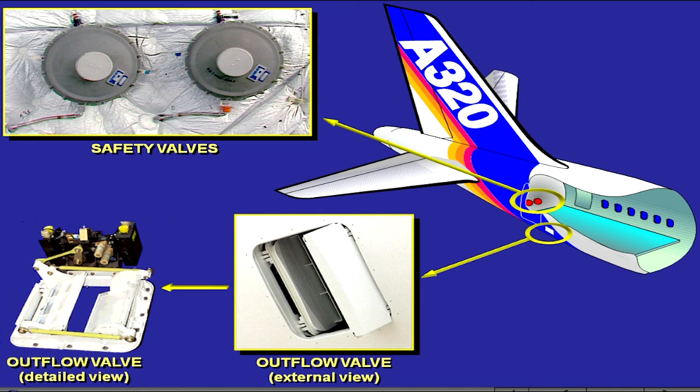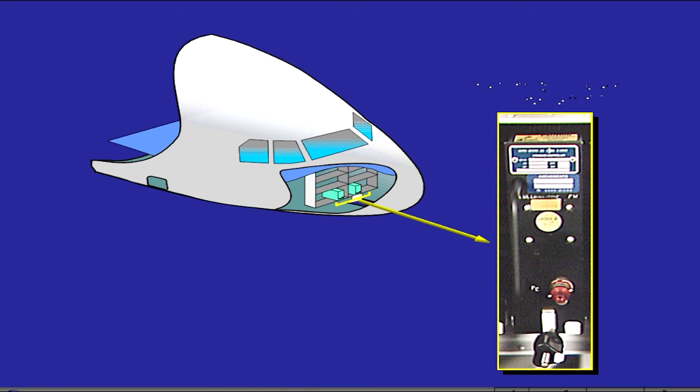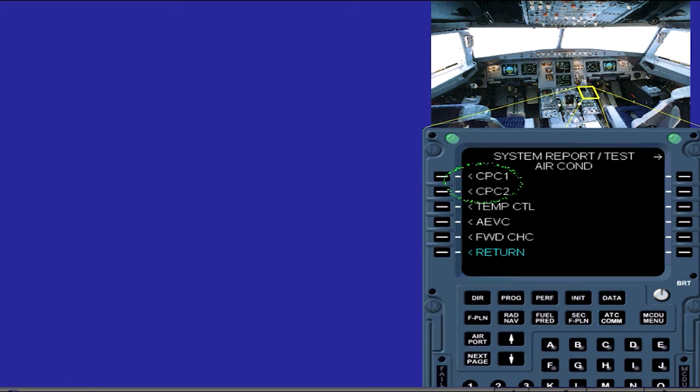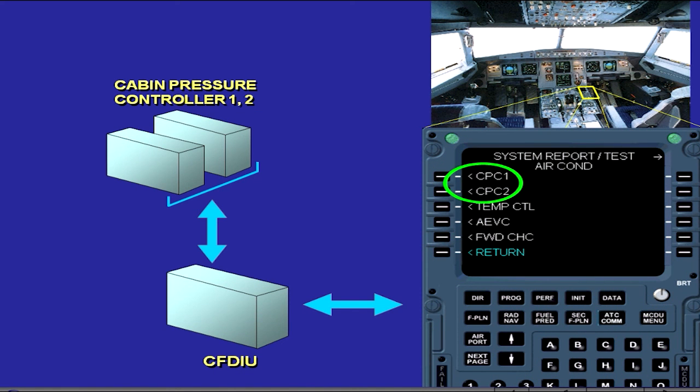The outflow valve is operated by 3 electrical motors, 2 for automatic mode and 1 for manual mode. Two identical cabin pressure controllers, 1 and 2, related to System 1 and 2, are located in the forward avionics bay. The two CPCs are connected to the CFDIU for test purposes and fault reporting, available on the MCDUs.